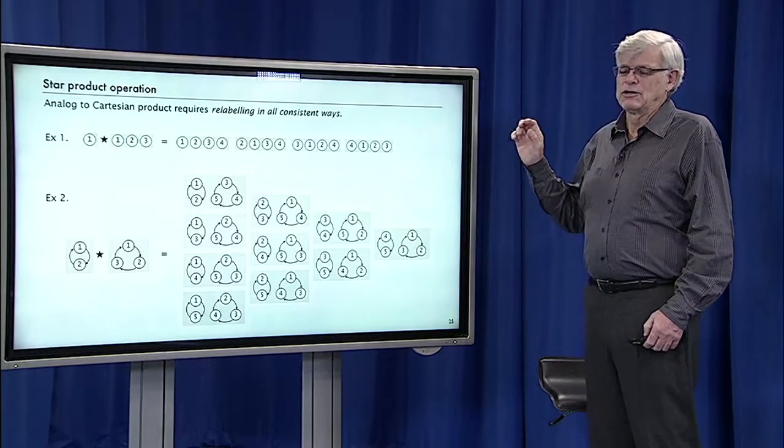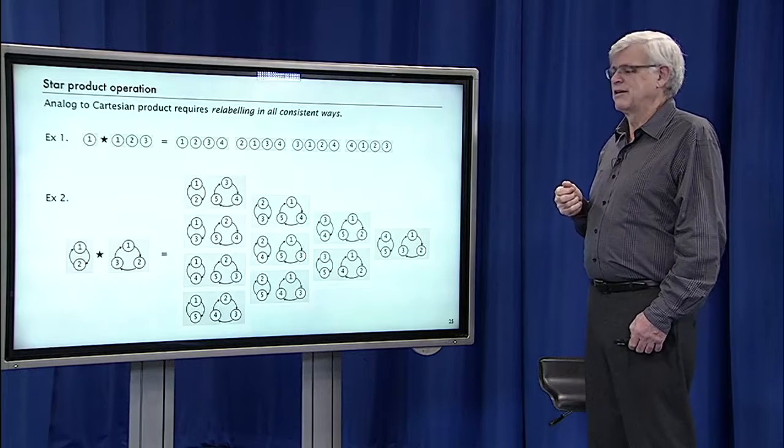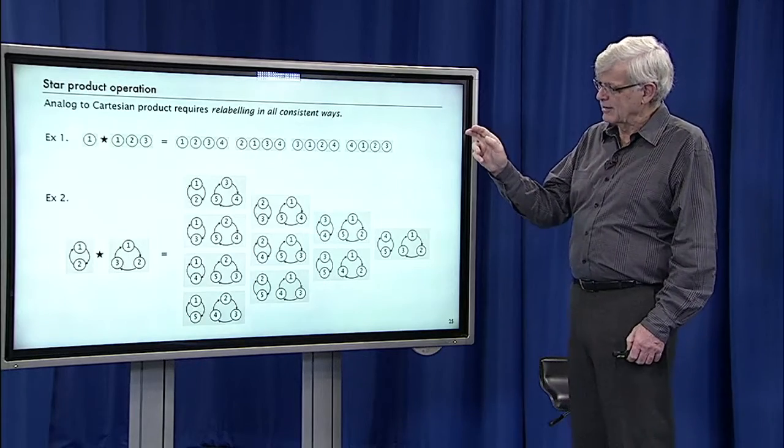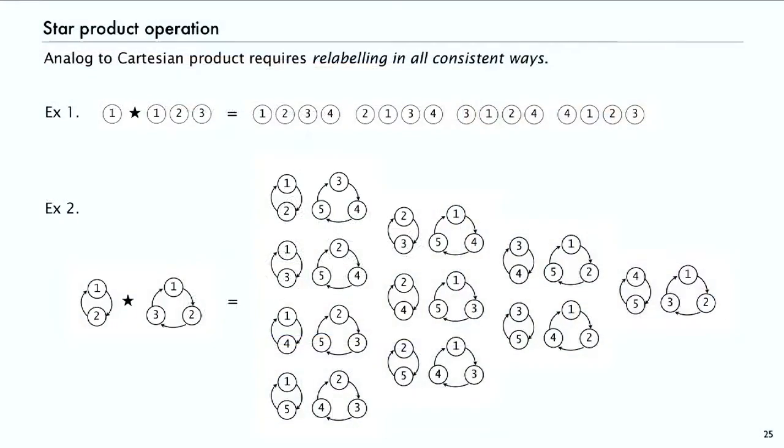So what about the analog to the Cartesian product operation? Well, it's much more complicated for labeled classes. When we take the product of two classes, say this first example, we call it the star product. One star product with 1, 2, 3. What we're going to get is objects of size 4, but they have to be numbered from 1 to 4. And what the combinatorics requires is that we do that numbering 1 to 4, but we do it in all consistent ways. So in this case, the second argument is a sequence that's in increasing order.